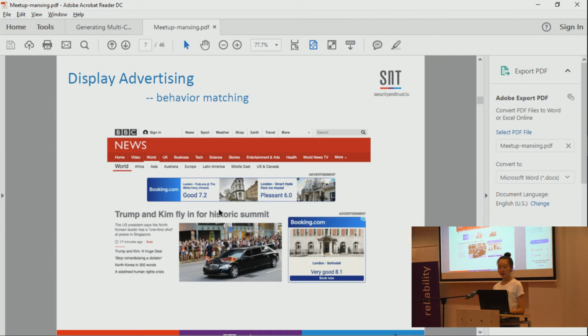The third type of online advertising is display advertising. Here, the advertisers are trying to target your behavior. For example, when I was reading something on BBC, Booking recommended me to book a hotel in London. It's just because I searched for hotels in London a few days ago. It tracks my behavior online, and now it reminds me to finish my booking.